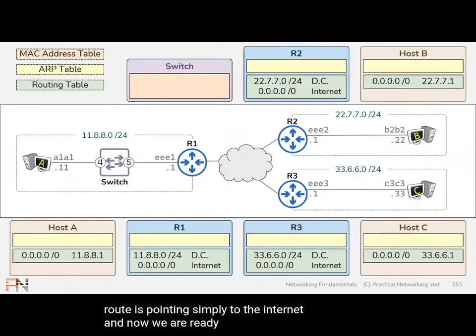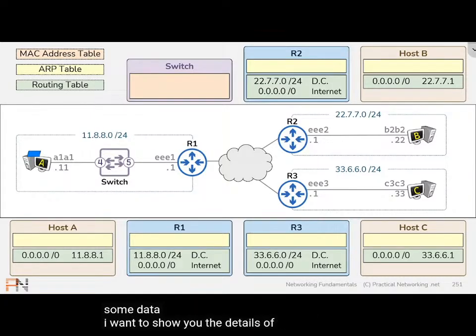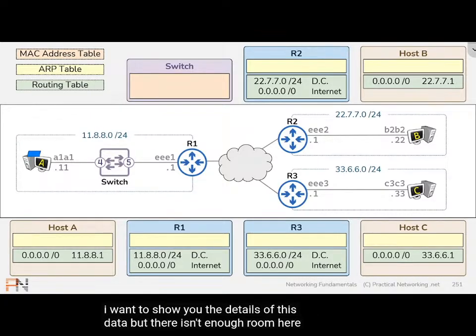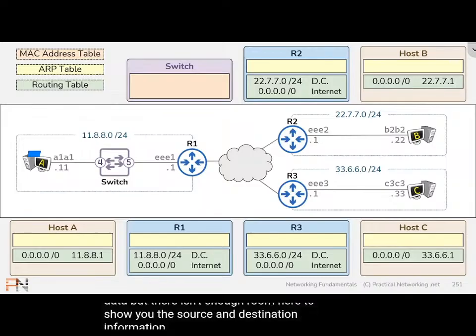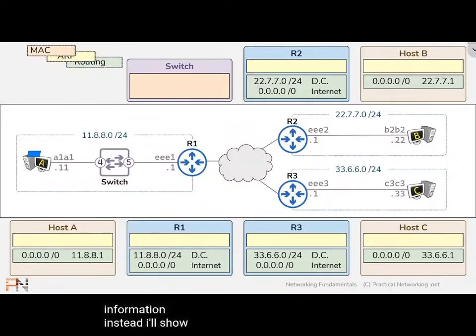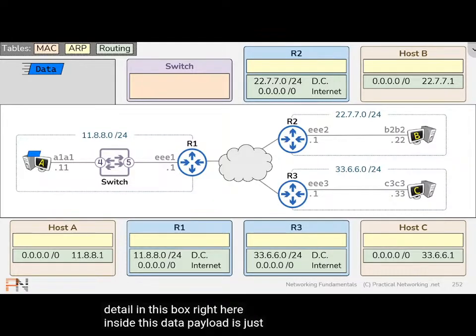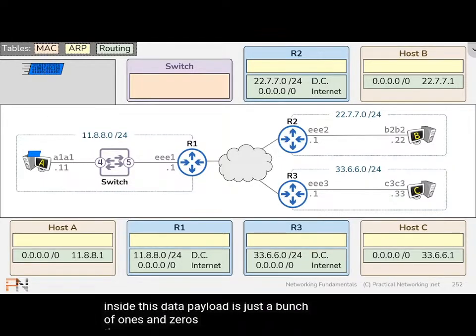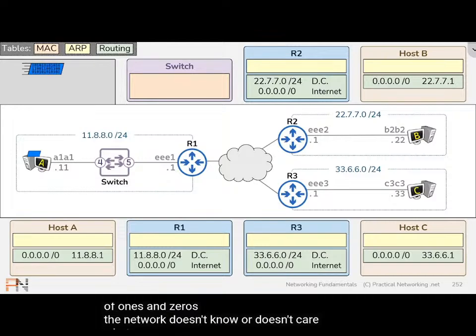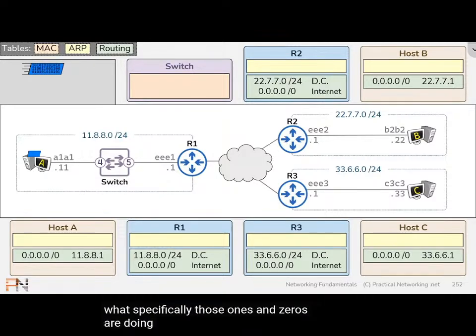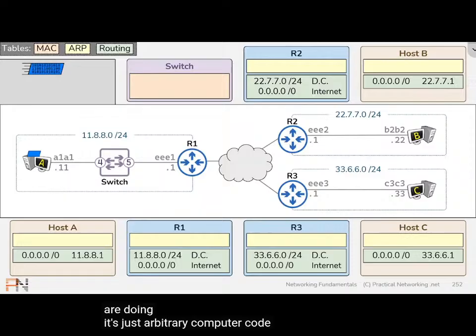And now we are ready for host A to send some data. I want to show you the details of this data, but there isn't enough room here to show you the source and destination information. Instead, I'll show you this data in more detail in this box right here. Inside this data payload is just a bunch of ones and zeros. The network doesn't know or care what specifically those ones and zeros are doing. It's just arbitrary computer code that needs to be sent to another host.